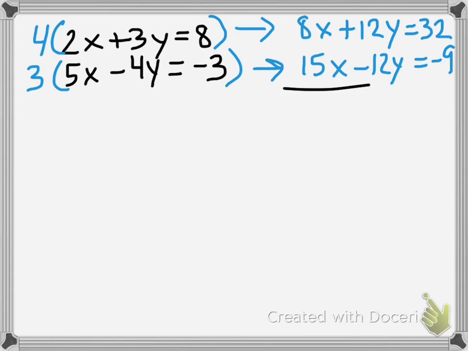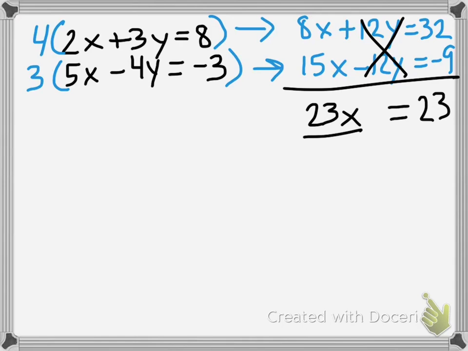All right, let's add up our columns. 8x and 15x is 23x. 12y and -12y eliminates, which is what I wanted. 32 and -9 is 23. Divide by 23 on both sides, x equals 1.